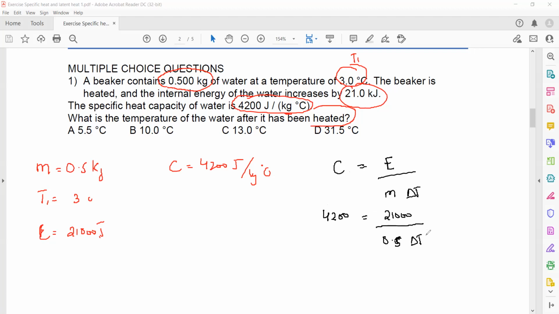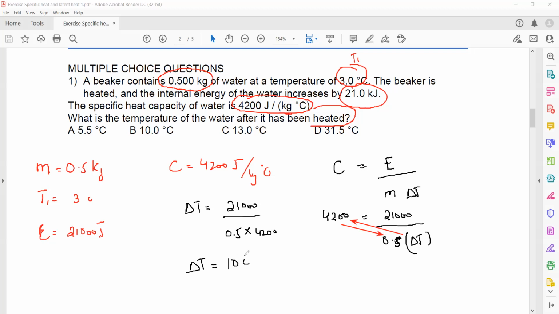And the temperature change, first we'll find the temperature change. If we need the temperature change, it will be multiplied there, because temperature change is divided on one side, on the other side it will be multiplied, and 4,200 will divide. So we can write that the temperature change, the difference in the temperature, will be equal to 21,000 divided by half into 4,200.